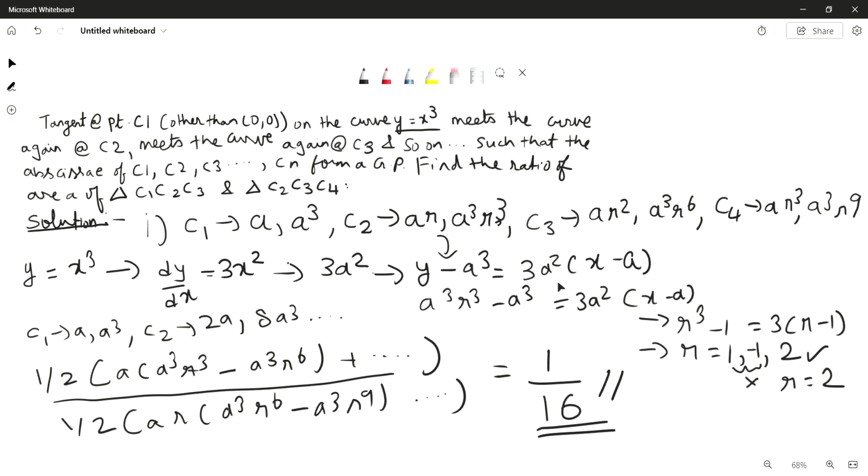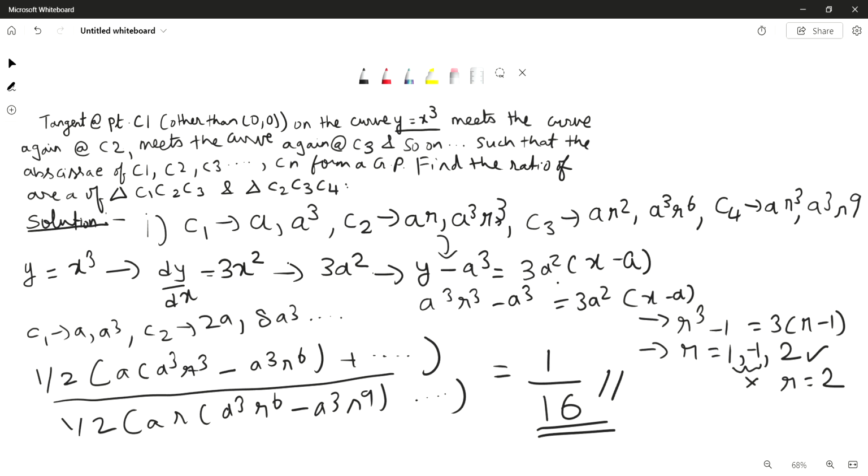So considering this question: the tangent at point C1, other than the origin, on the curve y equals x cube meets the curve again at C2, meets the curve again at C3, and so on, such that the abscissa (what is abscissa? It is the x coordinate of a particular point) of C1, C2, C3 till Cn form a GP, that is, geometric progression. Find the ratio of the area of triangle C1, C2, C3 and triangle C2, C3, C4.